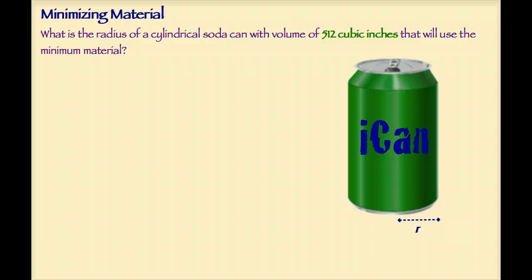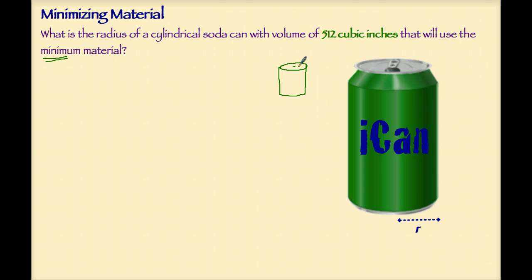In this example, we're going to minimize the material needed to make a cylindrical soda can. What is the radius of a cylindrical soda can with volume of 512 cubic inches that will use the minimum material? To minimize material of a right circular cylinder, we're going to need the equation for surface area of a right circular cylinder. Now, even though I have this nice little screenshot of a soda can here, our cylinder is actually just a straight right circular cylinder. It doesn't actually have these little beveled edges and the details that we see here.